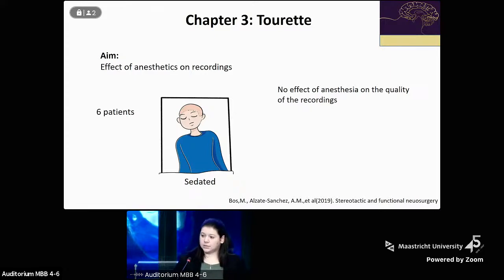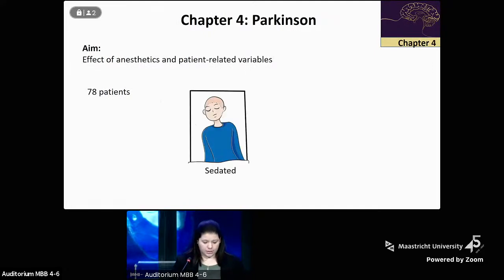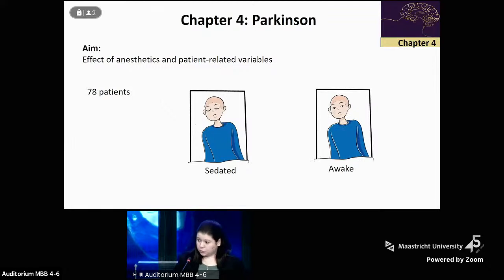Once we finished this study, we were comfortable with the method that we were using for sorting the spikes. So then we moved to the PD patients, which is a bigger group. In our case, it's 78 patients, divided into 2 groups. The sedated group, which received anesthesia, and the awake group, which was divided into those who received anesthesia and those in whom anesthesia was stopped before the recording.